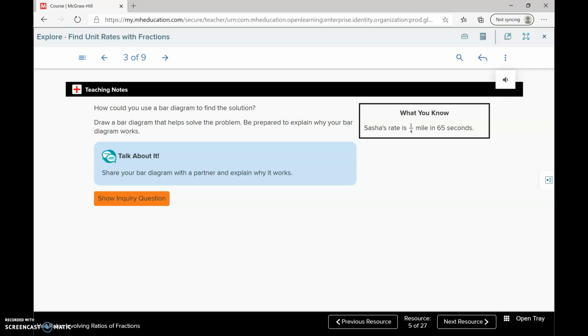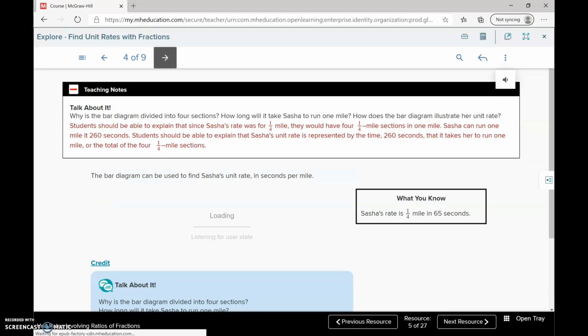All right. So how could you use a bar diagram to find the solution? Draw a bar diagram that helps solve the problem. Be prepared to explain why your method works. Go ahead and pause and do this on your own real quick, and then come back and we'll see how we should solve this. All right, hope you have your math done. Let's go look at how this is solved.